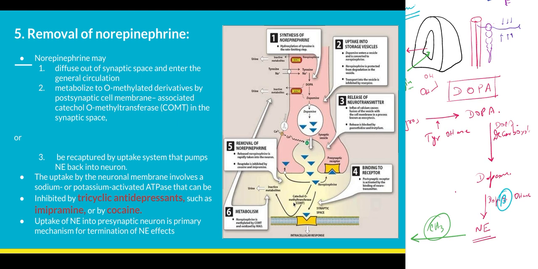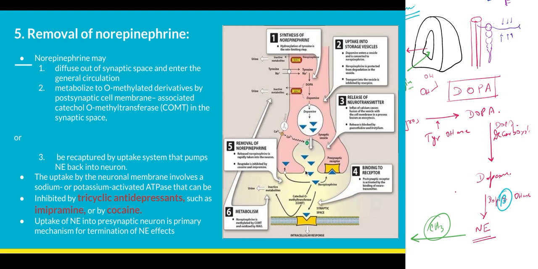And the third is that earlier one which I was showing. Over here you will see this portion. Third is that they are recaptured by an uptake system that is going to pump the norepinephrine back into the neuron. Okay? And remember, this is a pump. When I use the word pump, what do you think? Is it energy dependent or energy independent? Yes, it is definitely energy dependent. So it involves sodium or potassium activated ATPase.